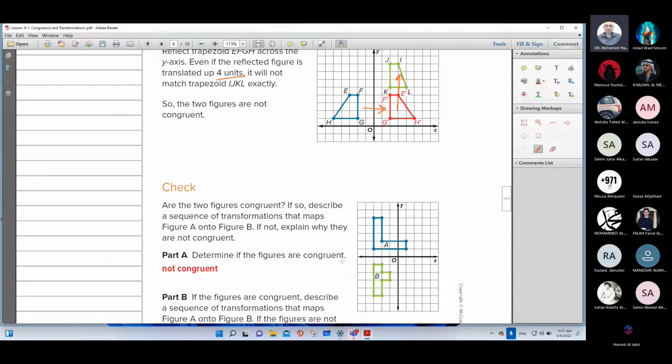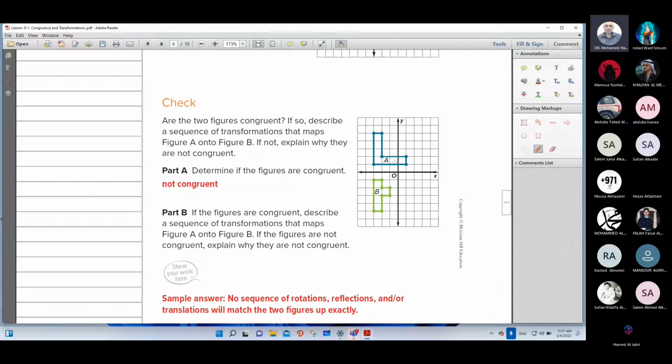Mister? As you see here, we have different size. We have different shape. So it means here not congruent. And when the two shapes are not congruent, it means we don't have rotation, we don't have reflection, and we don't have translation. Maybe we have dilation. But in dilation, we have similar shape, the like shape but different size. But as you see here, we have different size and different shape.